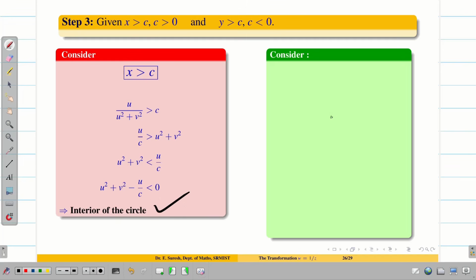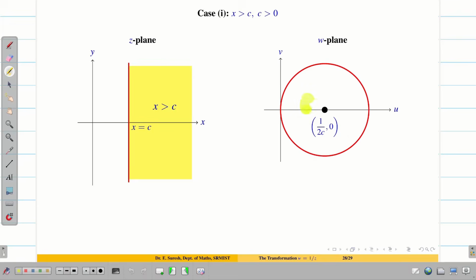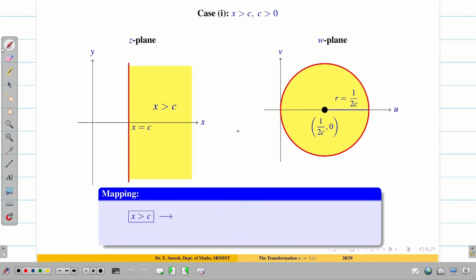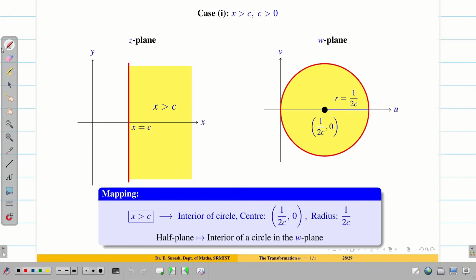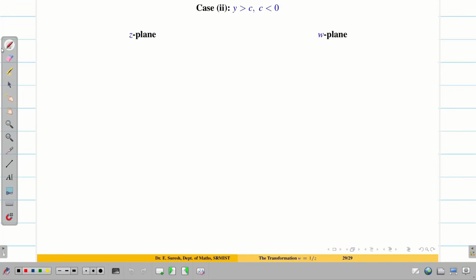This is the interior of a circle. So if I take a circle, I should not take the border. I have to take the interior values of the circle. So we have to shade the interior part of the circle. Therefore, x greater than c maps into the interior of the circle. Next, we are going to draw the image for y greater than c.